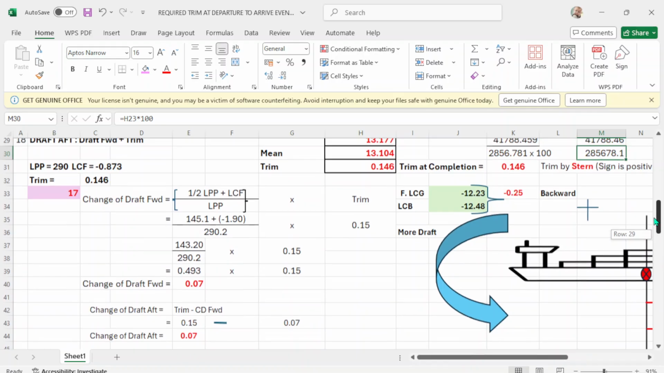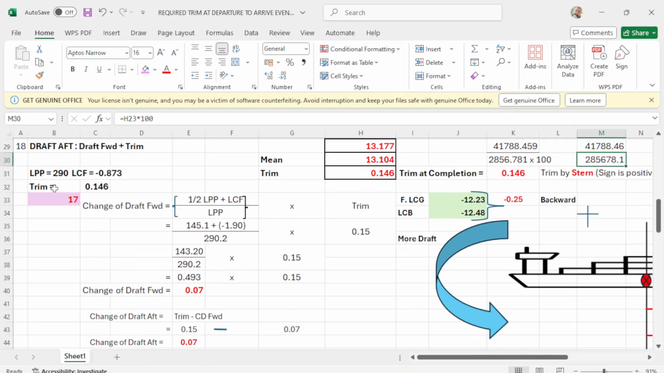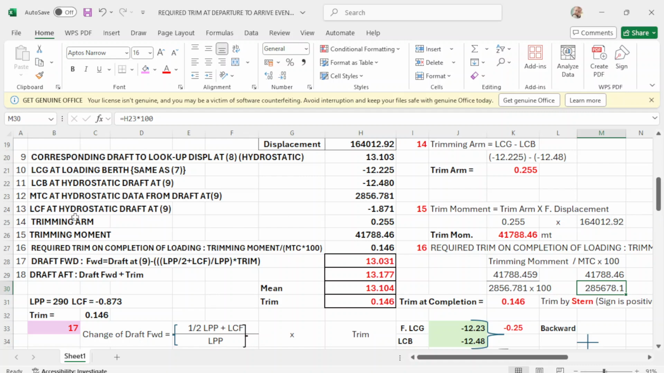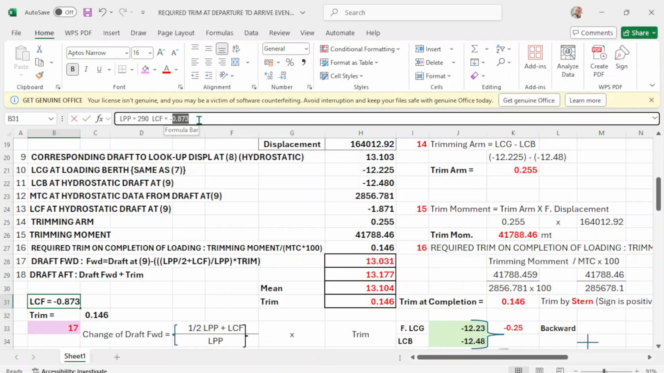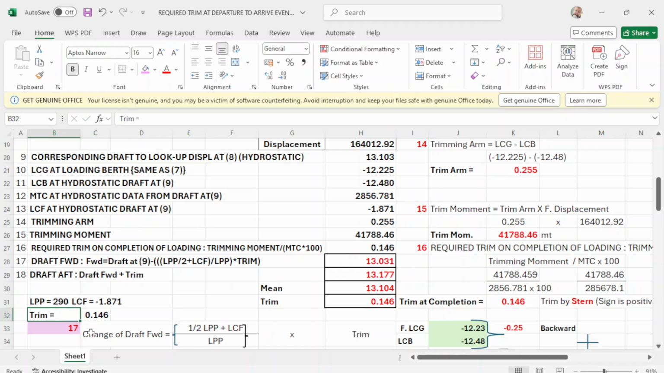The next thing to do, I've written here your LPP is 290. I know your LCF will be this one. LCF is negative 1.871. Okay, that is your LCF, and your trim is 0.146.